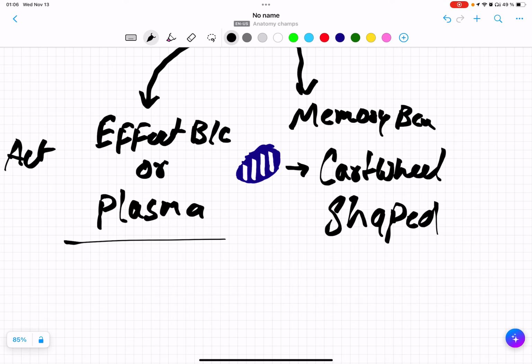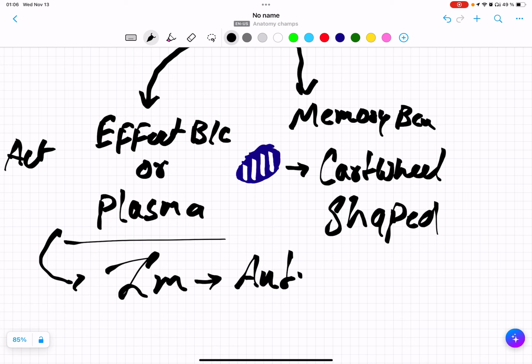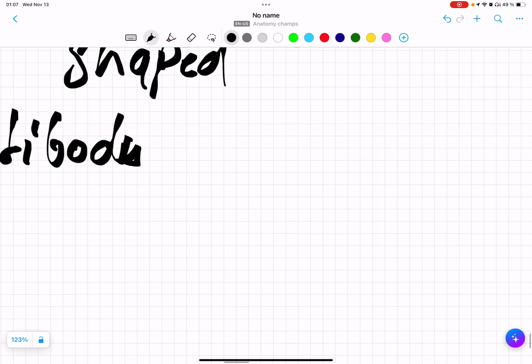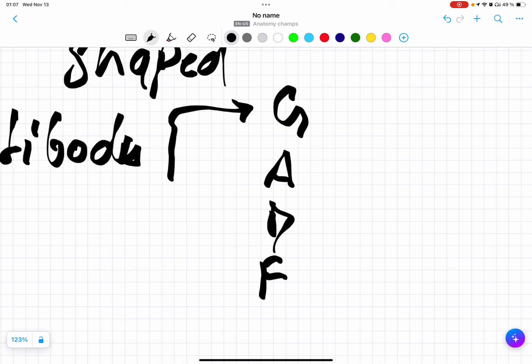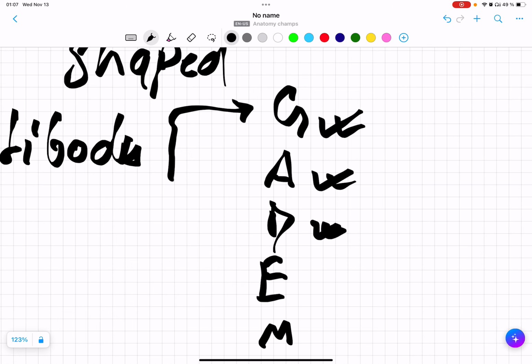Now you got that. It is this cell which will form the immunoglobulins, also known as antibodies. If you want to know the classification of antibodies, they are immunoglobulin gamma, alpha, delta, epsilon, and mu.